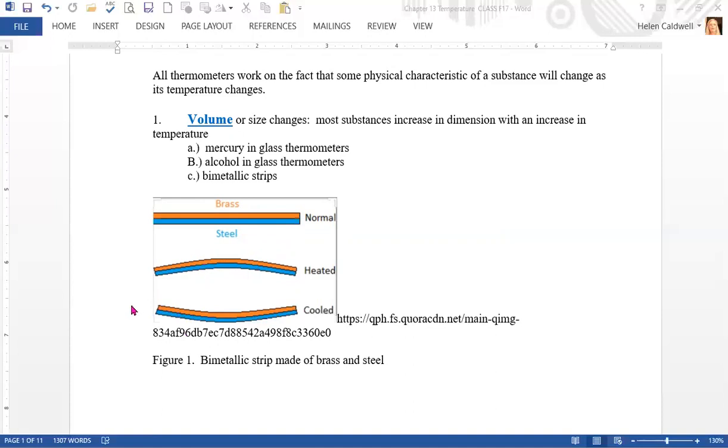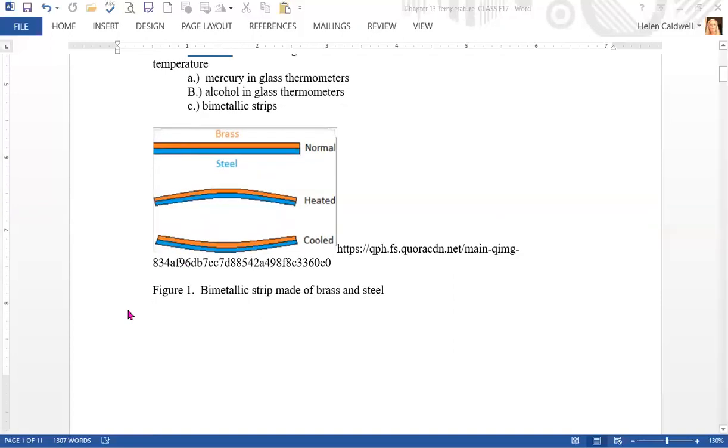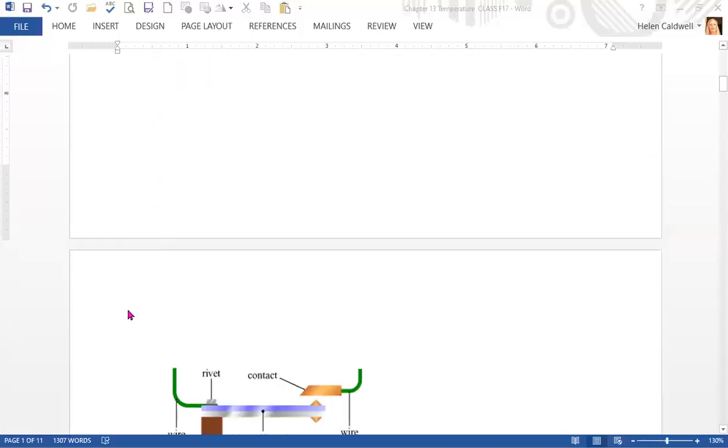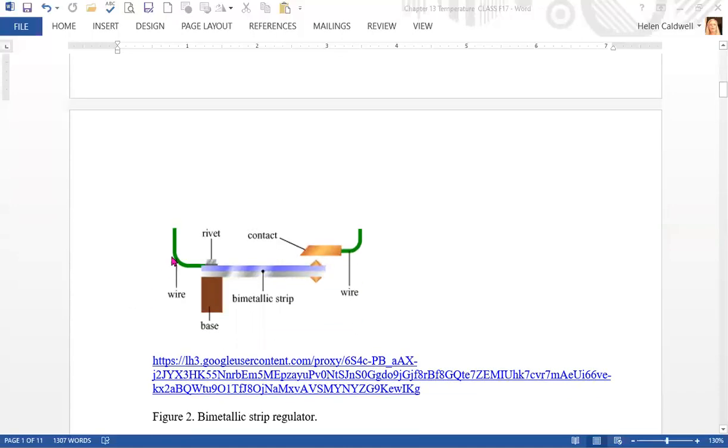You see these in thermostats in homes, you see them in thermostats in radiators, in automobiles, and all kinds of other places. Sometimes the thermostat is made out of a coil of metal that's a bimetallic strip, and you can hear it click as it makes and breaks contact. So this is a bimetallic strip regulator that's probably part of some sort of thermostat.